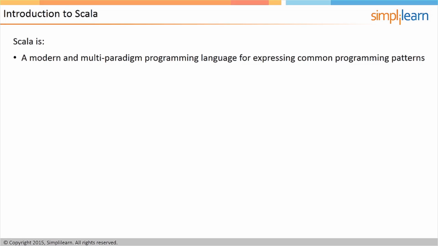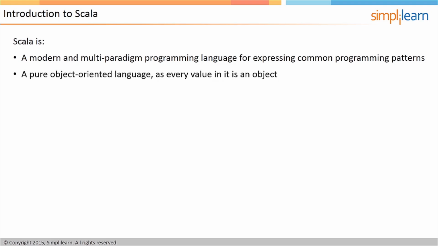Scala is a modern and multi-paradigm programming language. It's been designed for expressing general programming patterns in an elegant, precise, and type-safe way. One of the prime features is that it integrates the features of both object-oriented and functional languages smoothly. It's a pure object-oriented language, as every value in it is an object.